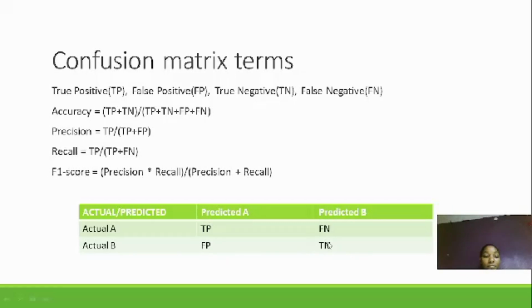So these are the values used for calculating the accuracy, precision, recall, and F1 score. Accuracy is like calculating how correct the model is according to the predictions that it has made.